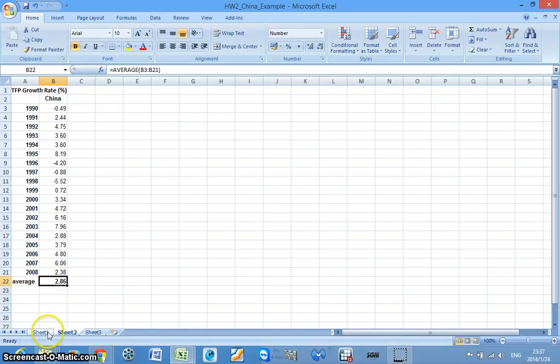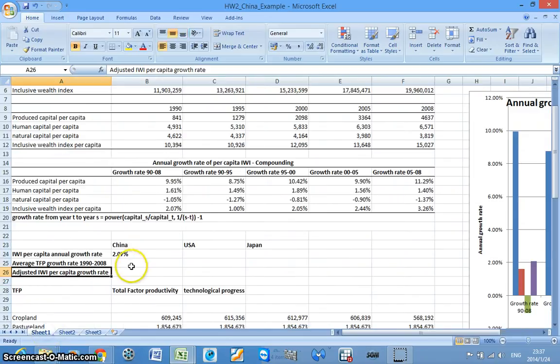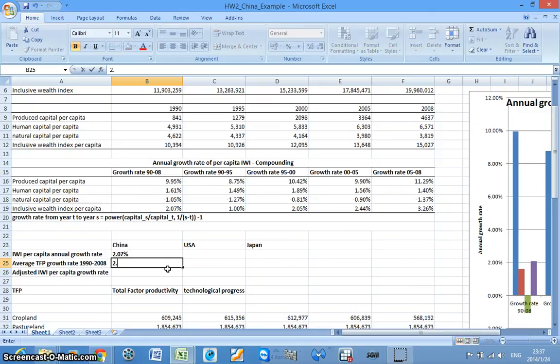Which means, on average, China's total factor productivity grew by 2.86%. So the adjusted inclusive wealth per capita growth rate would be a summation of these two: the original IWI per capita annual growth rate plus the average TFP growth rate. So instead of just getting 2%, you get roughly 5%.